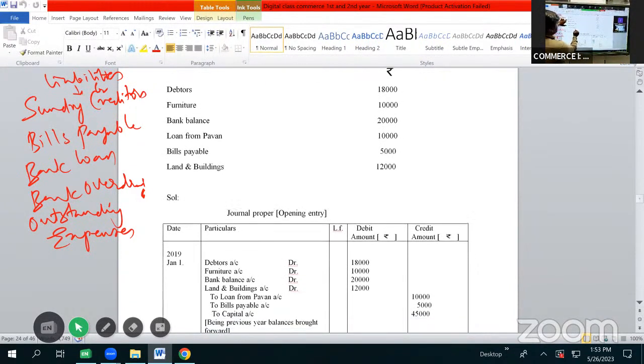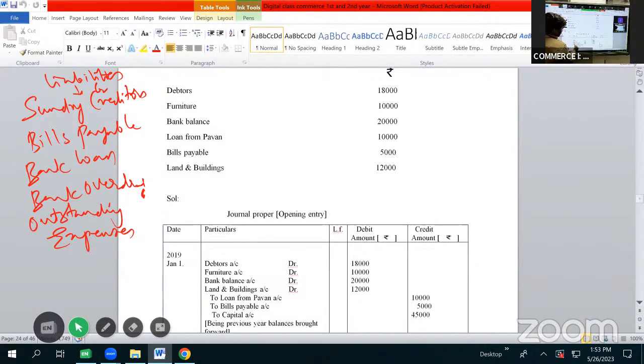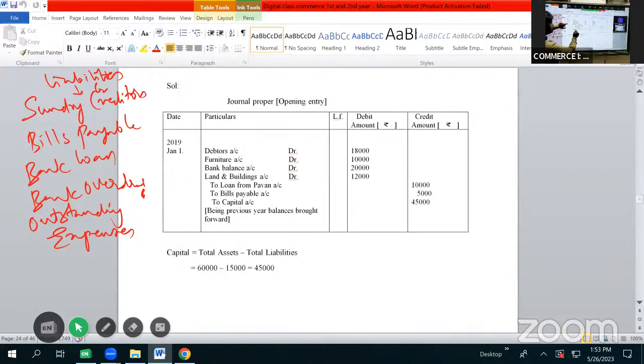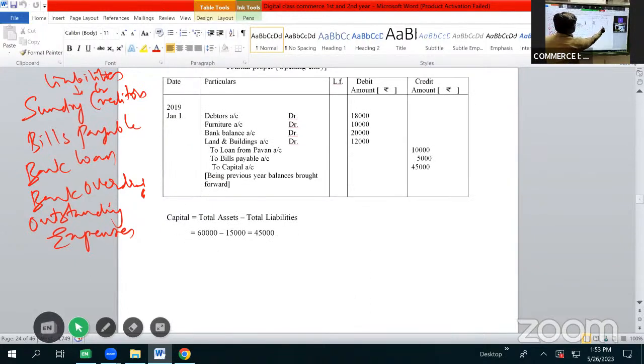Then we have land and buildings at the end. So first we'll be writing it on debit side as land and buildings account debit 12,000. Now we'll be writing these two liabilities. One is loan from Pawan on credit side as to loan from Pawan account. The amount will be recorded on credit side as 10,000. Then we have to bills payable account 5,000.